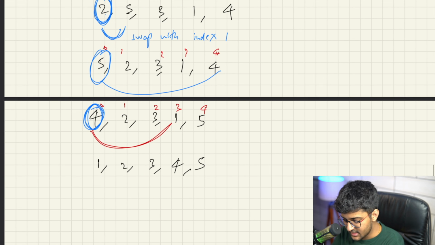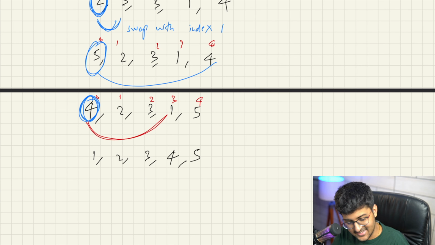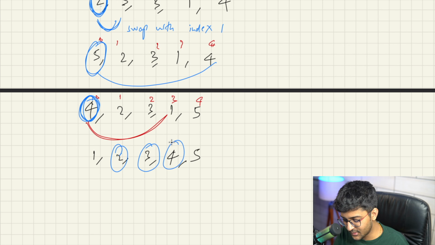Now, is 1 at the correct index? Yes, it is. Okay, then move forward. Is 2 at the correct index? Yes, it is. Okay, then move forward. Is 3 at the correct index? Yes, it is. Is 4 at the correct index? Yes, it is. Is 5 at the correct index? Yes, it is. Loop over, answer.